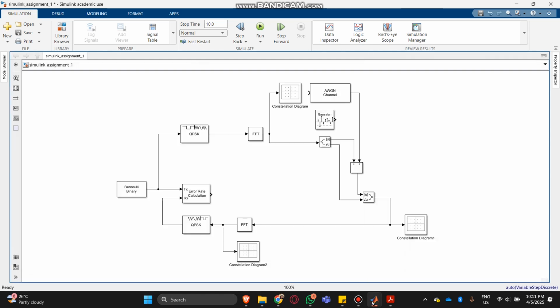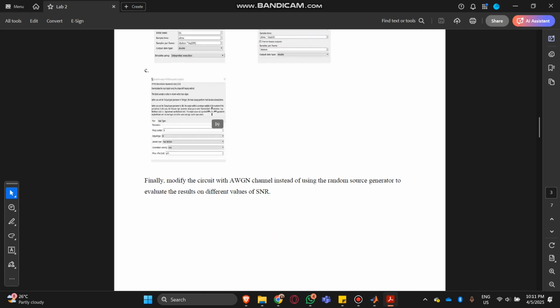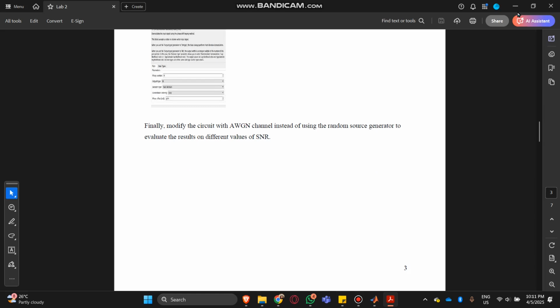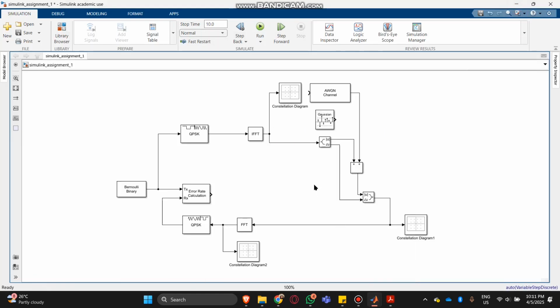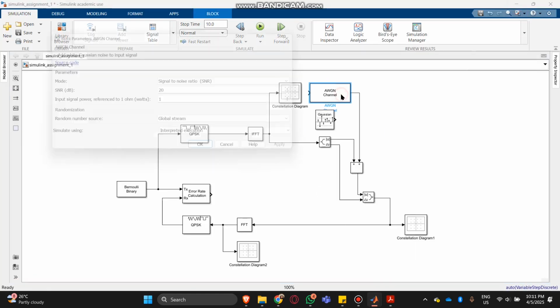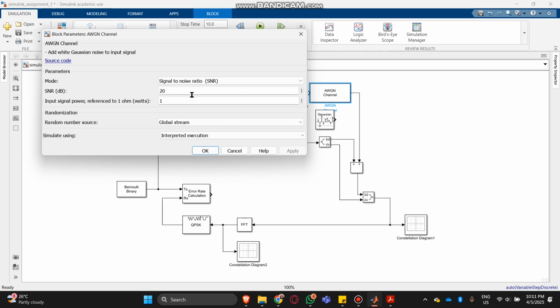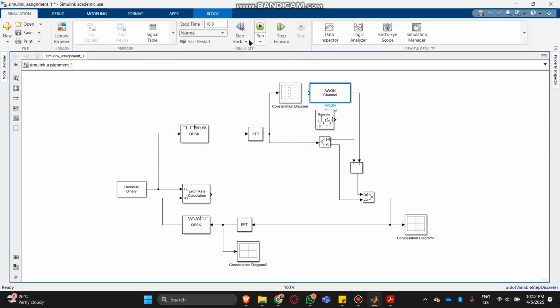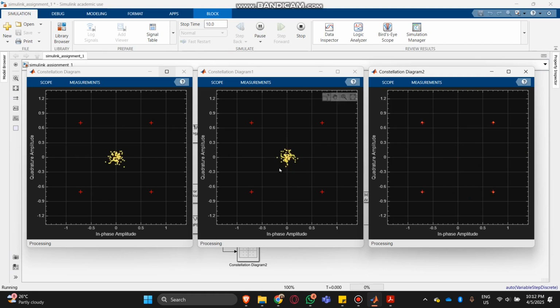Okay. Next, for the second and final part, modify the circuit with the AWGN channel instead of using a random source generator to evaluate the result on different values of SNR. The values of SNR I'm using: the first one is 20 dB. Next, I change to 50. Then I got this.